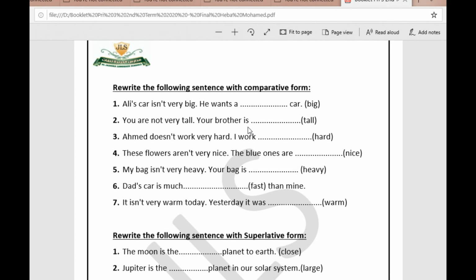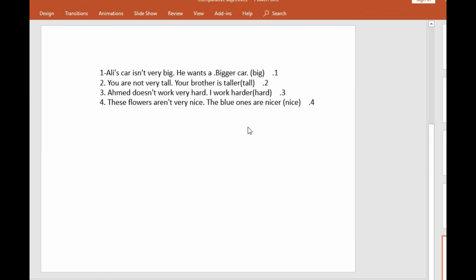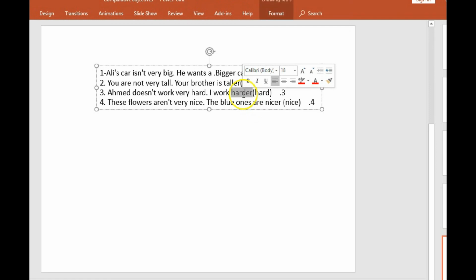Number 3, Ahmed doesn't work very hard. I work space hard. Think about it. Yes, it would be, Ahmed doesn't work very hard. I work harder. We are just going to put ER to the adjective.